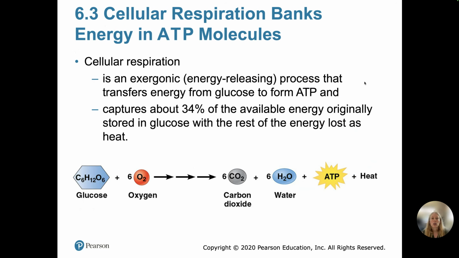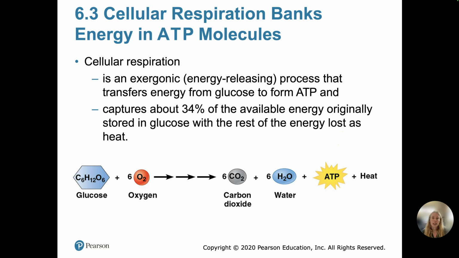The process of cellular respiration banks energy in ATP molecules. It's kind of a weird term there. You can just think of it as storing energy in ATP molecules. Cellular respiration, like we learned in the last module, is an exergonic or an energy releasing process that transfers the chemical energy from glucose to the chemical energy of ATP. And it captures about 34% of the available energy originally stored in glucose, with the rest of the energy lost as heat. This is kind of a review from the previous module.